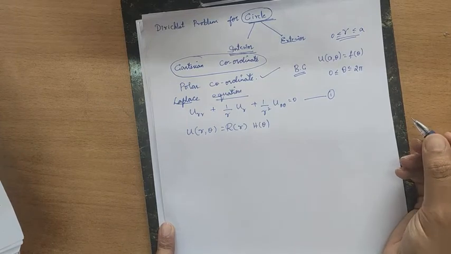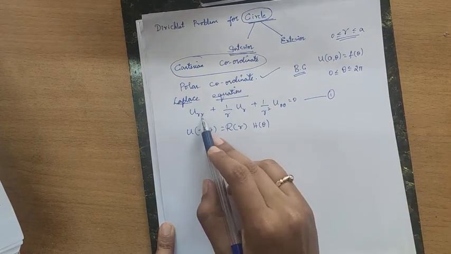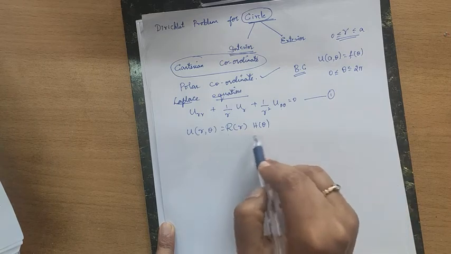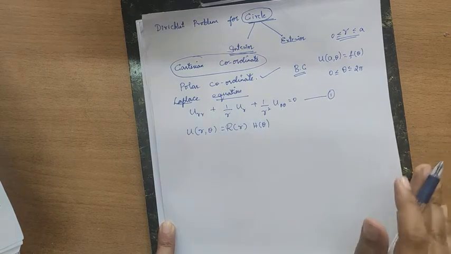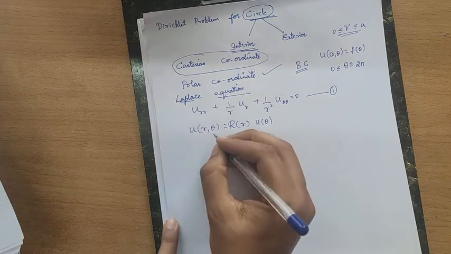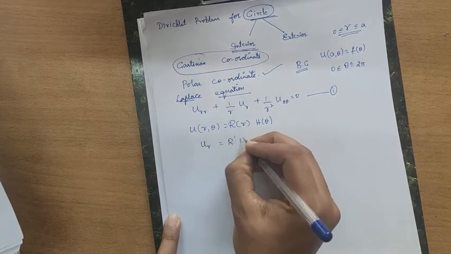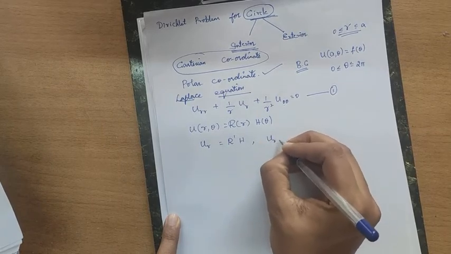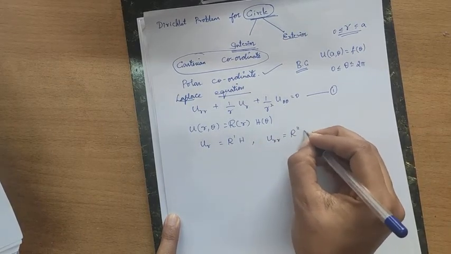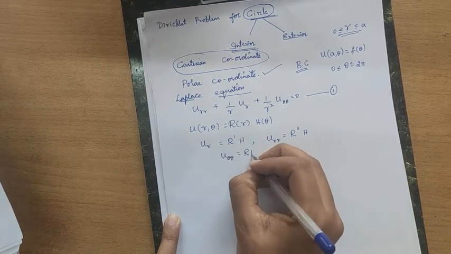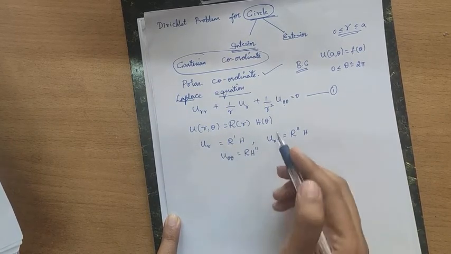So now what is our next job? We have to find out U_rr, U_r and U_theta theta, and we should substitute those values in your equation number 1. So using this, U_r is R dash H, U_rr is R double dash H, and U_theta theta is R H double dash.